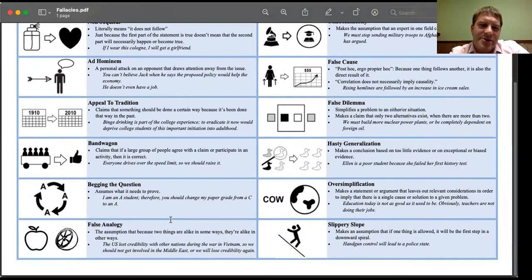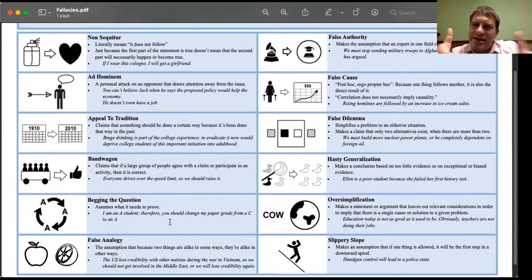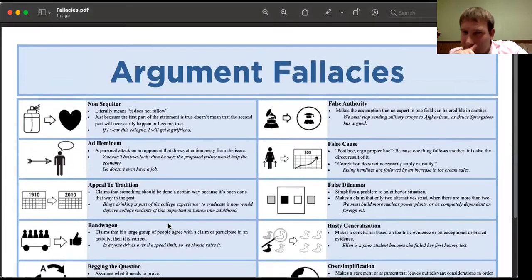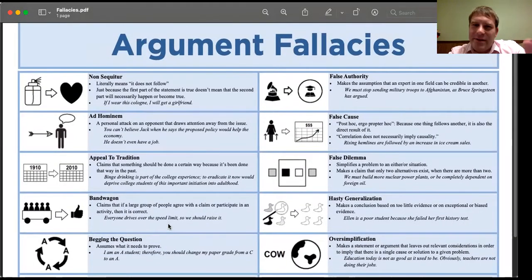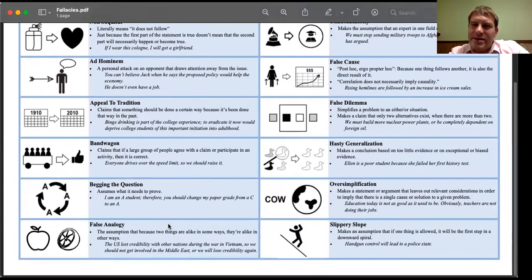Then you have false analogy, saying two things are alike because they share one very close similarity. You have the false authority. You have false cause. False cause is always a fun one. You have false dilemma, hasty generalization, oversimplification, and slippery slope. Slippery slope is another really fun one. So these are the 12 ones. Read them more in depth. They even give you some examples that you can work with to help you develop your own.